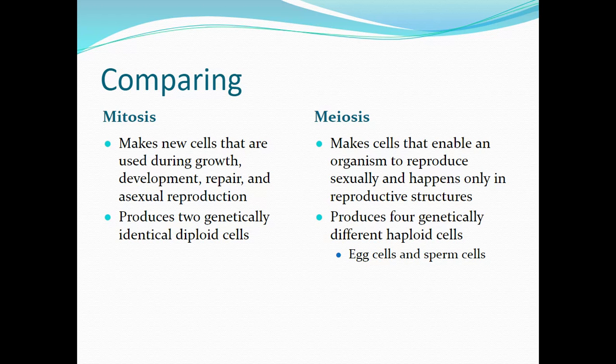However, in meiosis, we have cells that are able to reproduce sexually, and they'll have reproductive structures, such as for males, we produce sperm, which are genetically different than egg and look different than egg.